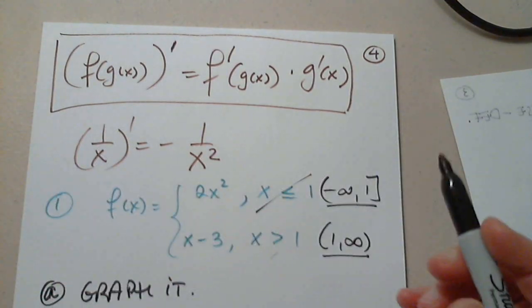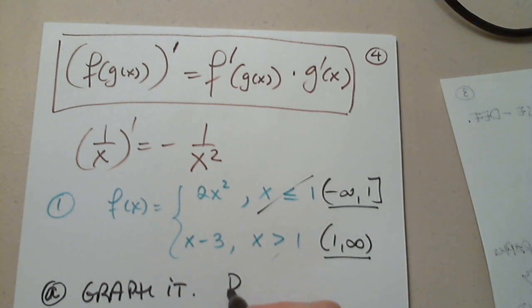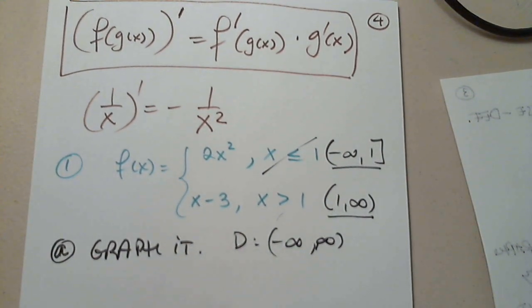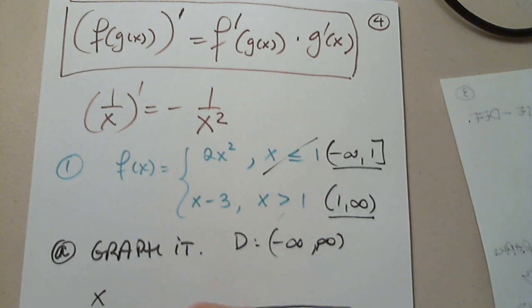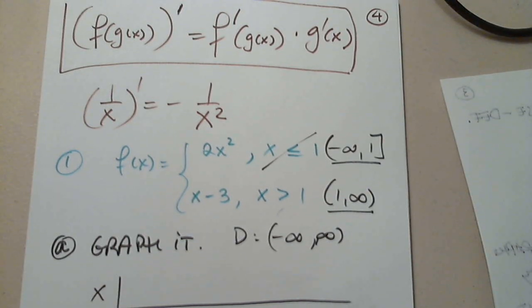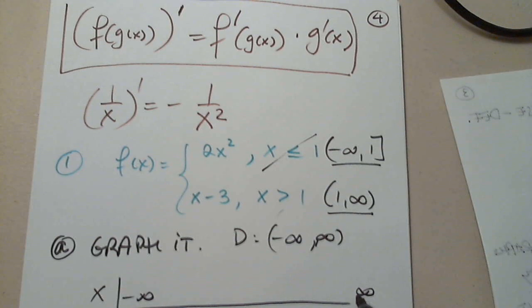Everything to the left of 1, and everything to the right of 1. So the domain is indeed all real numbers for this function. I will start my table, as we did so many times. Please review these from the previous classes. So I have negative infinity to infinity.